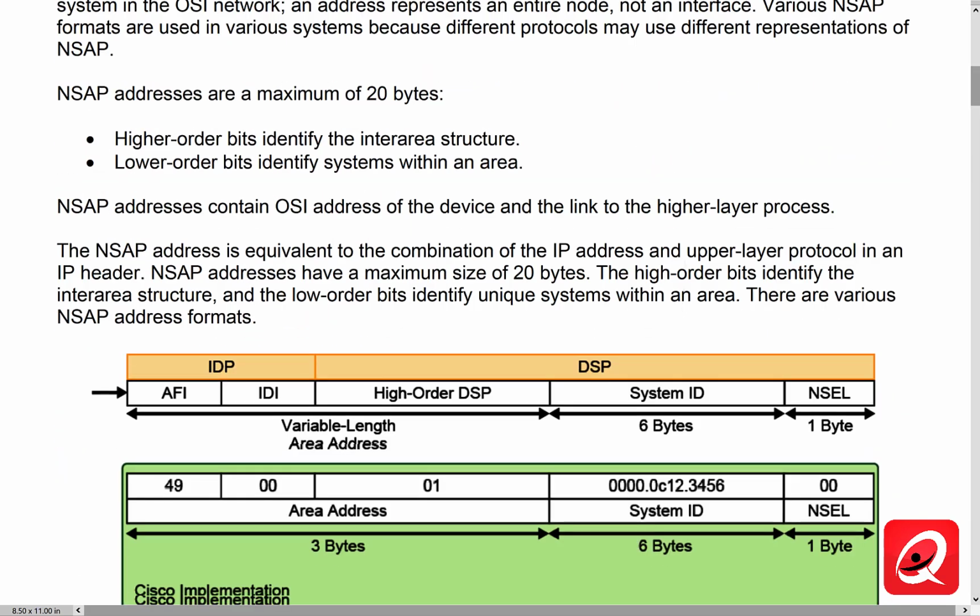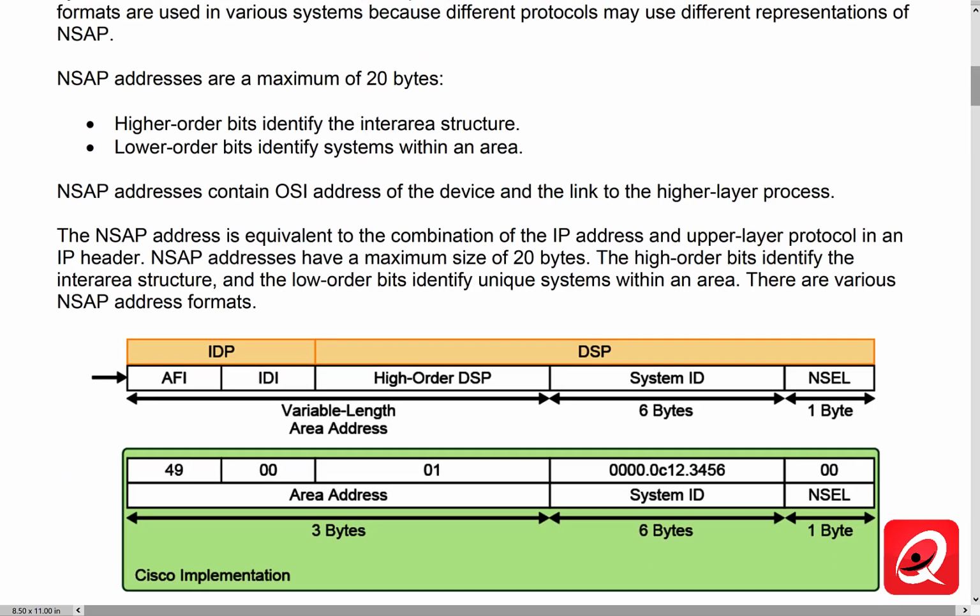And there are different address formats. I broke down one of the common address formats, but there are different formats. So let's break this down again. Cisco implementation of ISIS distinguishes three fields in the NSAP address. Those three fields I already broke down: the area address, the system ID, and the NSEL.